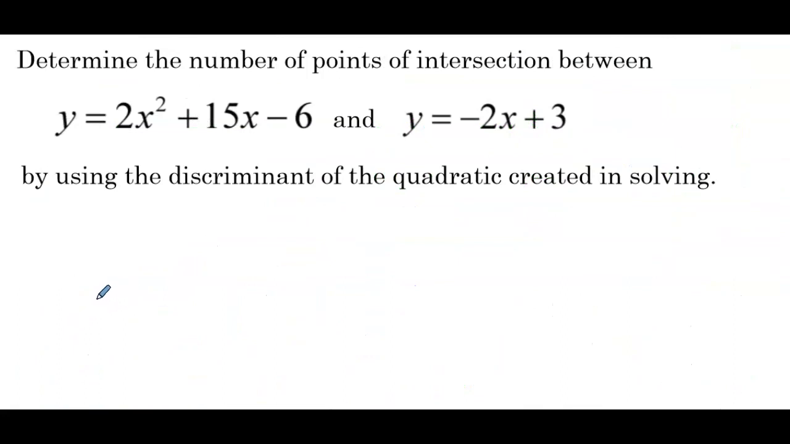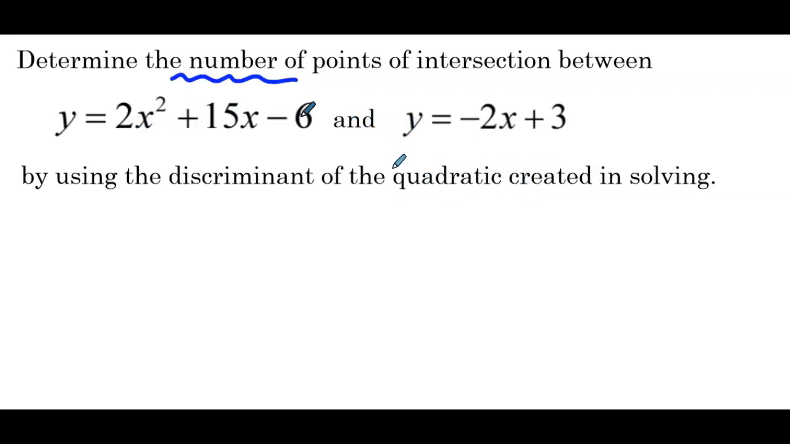Our last example, determine the number of points of intersection between y equals 2x squared plus 15x minus 6 and y equals negative 2x plus 3 by using the discriminant of the quadratic created in solving. Okay, so let's take a step back for a second. They're not asking for the actual points of intersection. They just want to know the number of points. How many? And then it says using the discriminant of the quadratic created in solving. Okay, so they don't want the discriminant of this quadratic. They want it when I'm solving. So let's start solving and see if we get to the point where this makes sense.